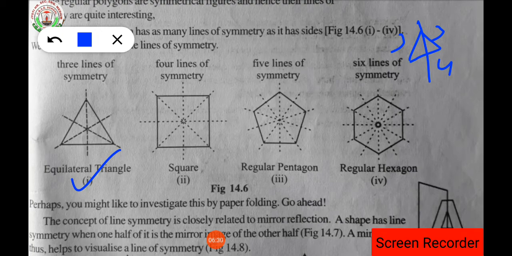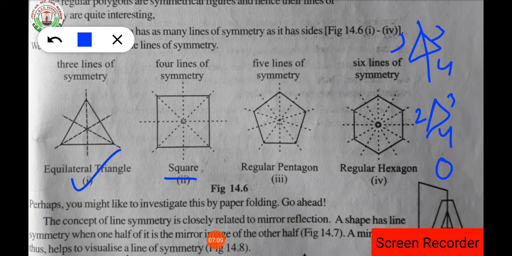For a scalene triangle, how many lines of symmetry will be possible? Zero, because in a scalene triangle, if one side measures 3 centimeter, another 4 centimeter and another 2 centimeter, all three sides have different measurements. So in a scalene triangle, a line of symmetry is not possible. Therefore, if it is asked in a question how many lines of symmetry a scalene triangle has, it will be considered as 0 lines of symmetry. Clear everyone?